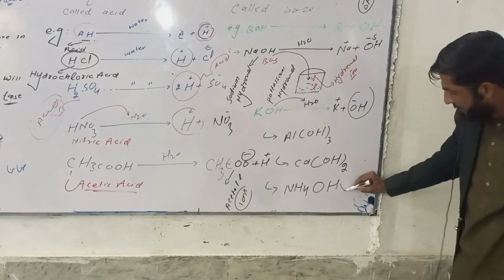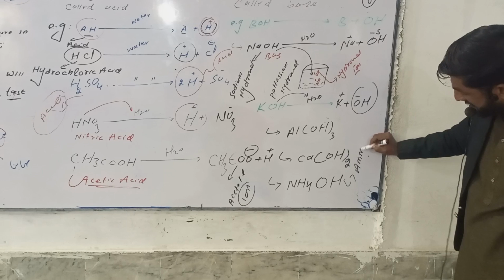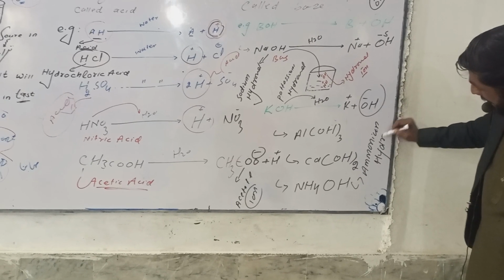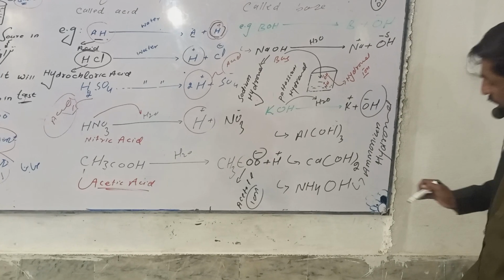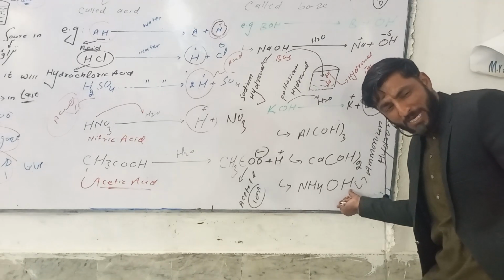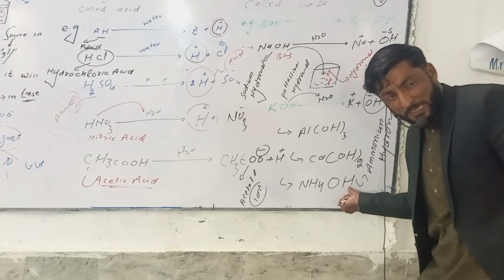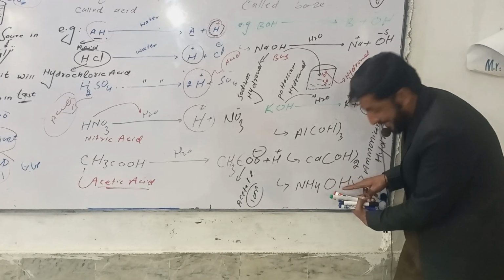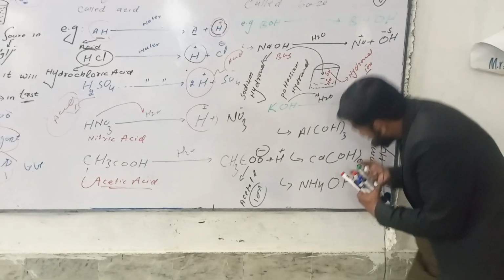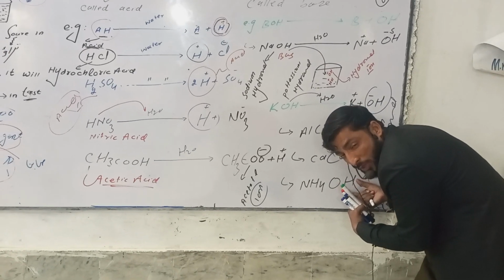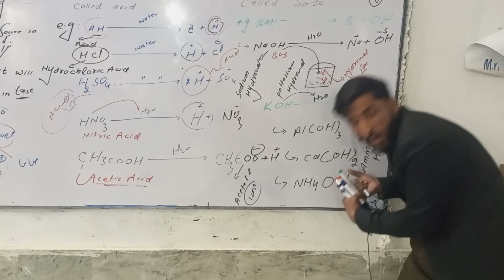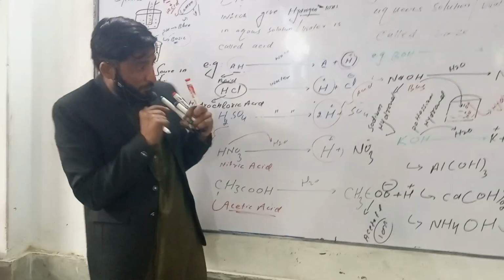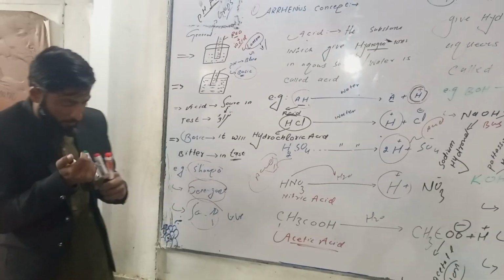The next example, NH4OH, meaning this is ammonium hydroxide. Is this substance acidic or base? Base. Why is this base? Because there is OH ion available right now. Due to this OH ion, we have to say these substances are base.